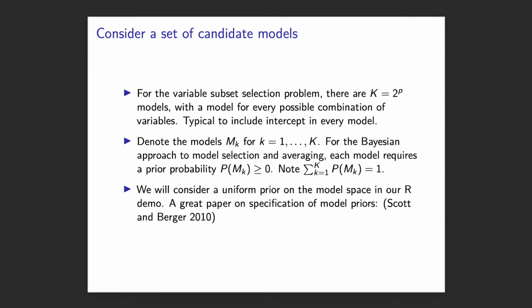I don't know what model we can do. There's 16 of them. For now, let's put 1/16 probability on each model as the prior. We can play with that later if we want to. There's a great paper on specification of model priors, Scott and Berger 2010.